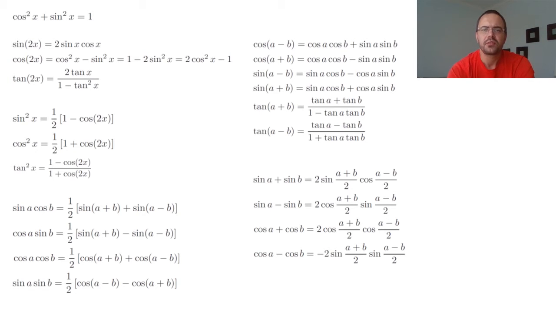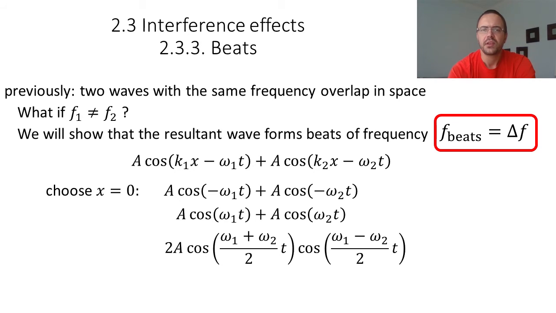This looks a lot like this cosine A plus cosine B formula, right? And that is 2 cosine (A plus B)/2 times cosine (A minus B)/2. So coming back to our situation, we have 2a cosine((omega 1 plus omega 2)/2 t) times cosine((omega 1 minus omega 2)/2 t). So we have a product of two cosine functions, and one of them has the average angular frequency, and the other one has the difference of angular frequencies divided by 2.